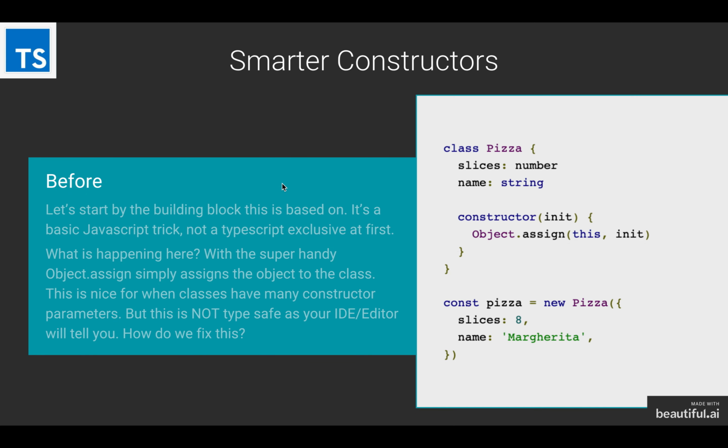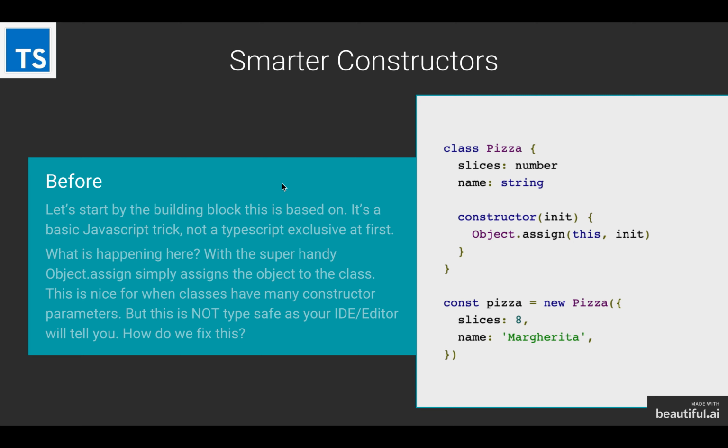So for the first one, we have smarter constructors. For this, let's start off by building the block, which is based on a basic JavaScript trick, not a TypeScript exclusive at first. What you see here is the constructor inside the class, which is very JavaScript. There's nothing fancy about this with TypeScript in it. With the super handy Object.assign, it simply assigns the object to the class. That is nice for when classes have many constructor parameters. But this is not type safe, as your editor will tell you.